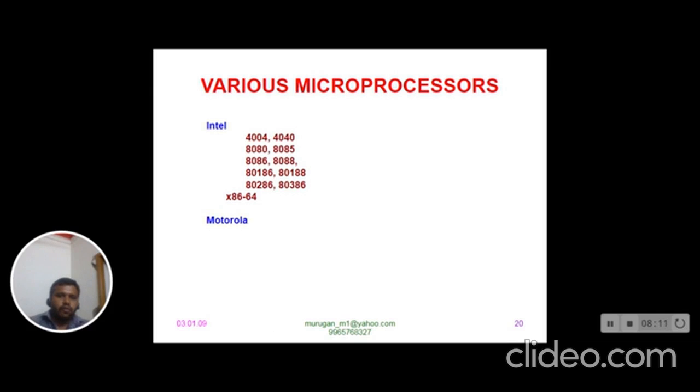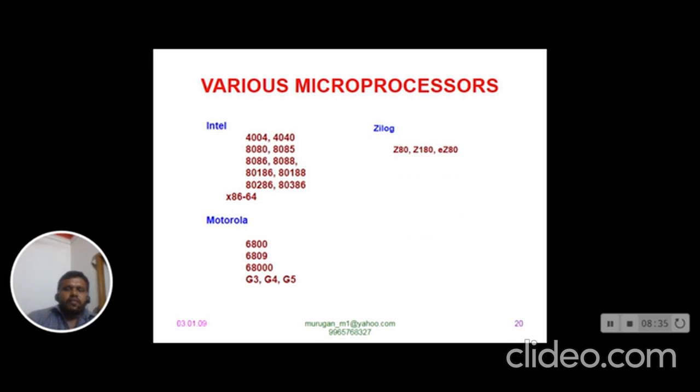Another one is Motorola. It is also a company which manufactures processors for the same operations and applications as the Intel processors: 6800, 6809, 68000, G3, G4, G5. G3, G4, G5 is not a mobile phone. It is generation 3, generation 4, and generation 5 processors that they are following.